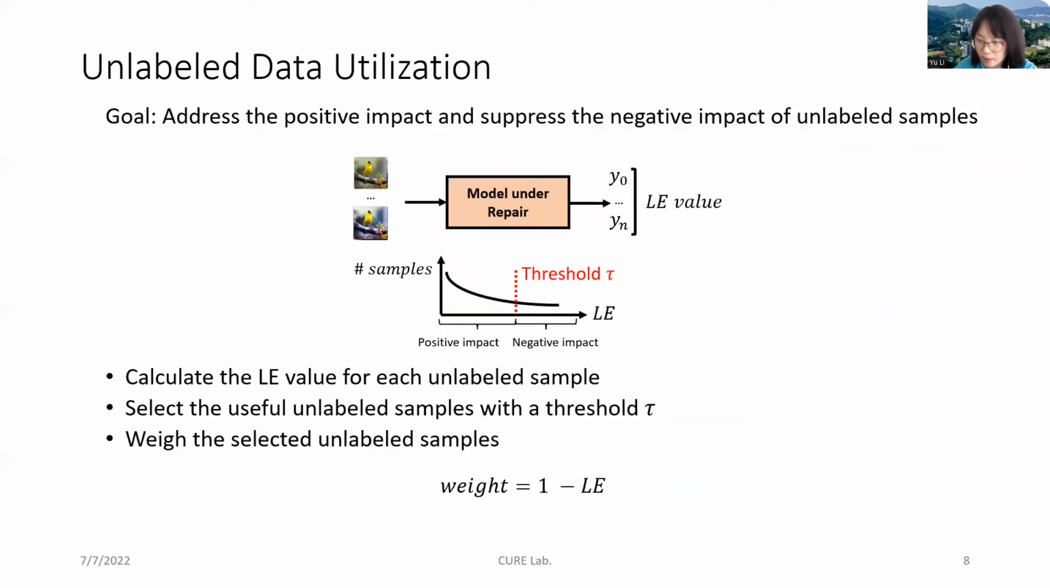To leverage unlabeled samples for training, we propose a simple yet efficient algorithm. First, we calculate the local entropy values for all unlabeled samples. Second, since the quality of the unlabeled data decreases with local entropy values, we can select unlabeled samples by setting a threshold. Last, since the samples with lower local entropy values are more beneficial for repair, we highlight these samples with larger weight. The weight is set as 1 minus the local entropy value. With this sample selection and weighting method, the positive samples are emphasized and the negative samples are removed.